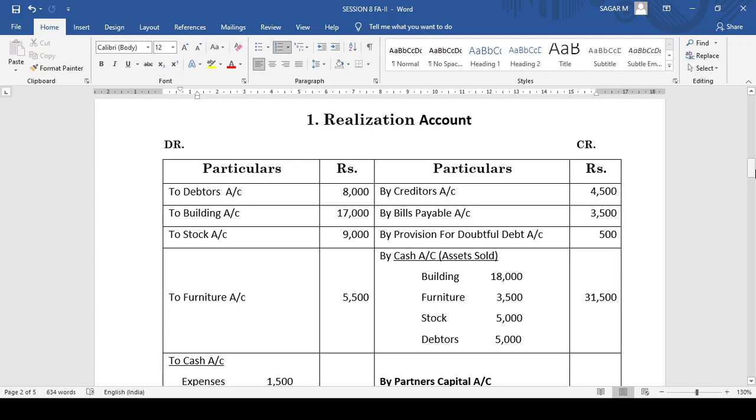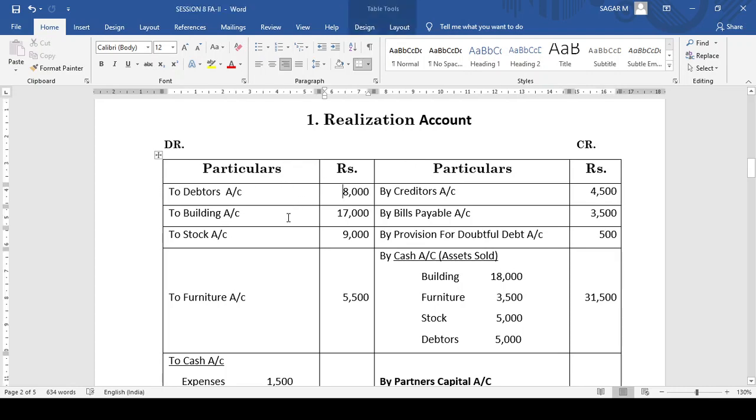So let's start our discussion with, as usual, preparation of realization account. As I told you, the realization account needs to be started by transferring all the assets and liabilities at their book value. The same thing has been done. So debtors at their book value 8,000, building at its book value 17,000, stock given in the balance sheet 9,000, furniture worth rupees 5,500. So all these assets have been transferred to realization account at their book value.